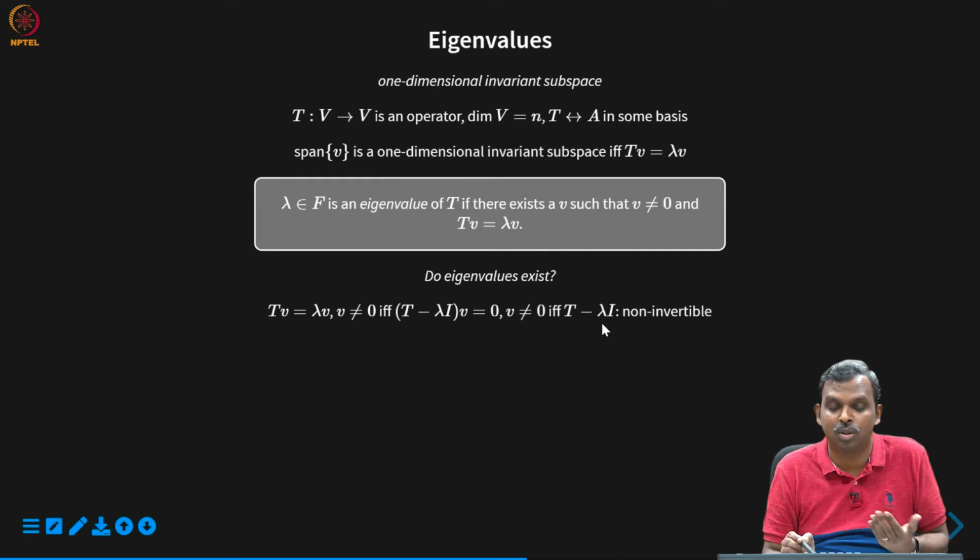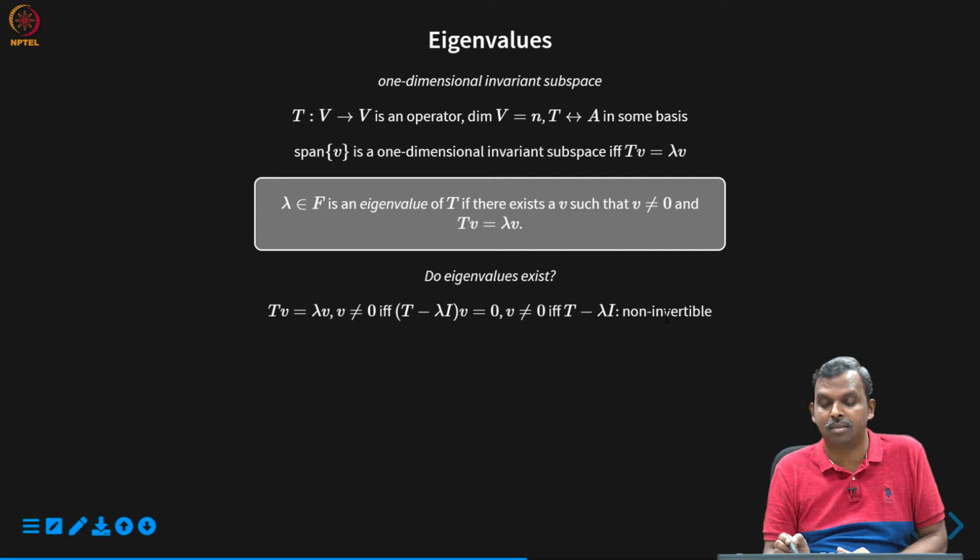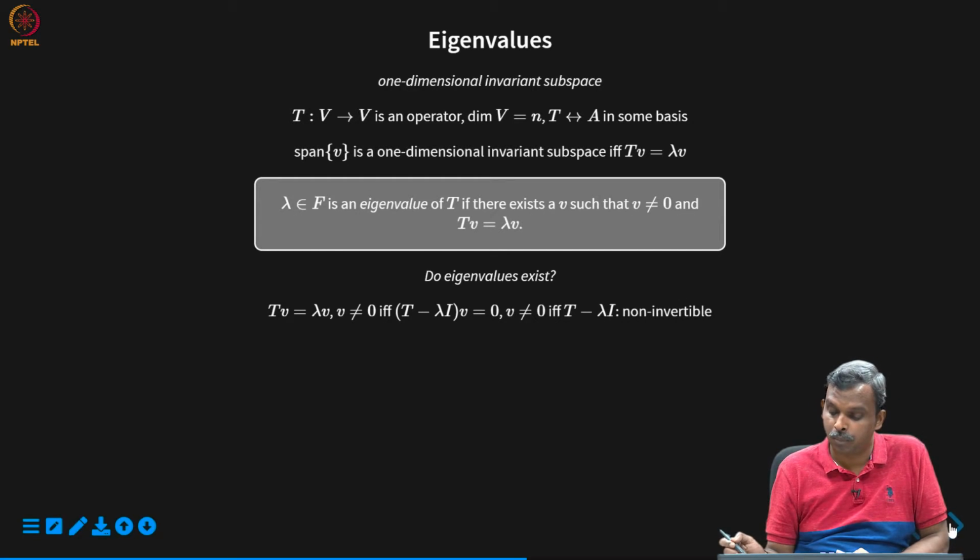We know we are in a square finite dimension world, so this is equivalent to this, isn't it? So this is a very simple condition. Lambda is an eigenvalue if and only if T minus lambda I is non-invertible. Okay, so that's a very nice result. Null of T minus lambda I has to be non-trivial. Only then lambda is an eigenvalue. Okay, so that's nice to see.